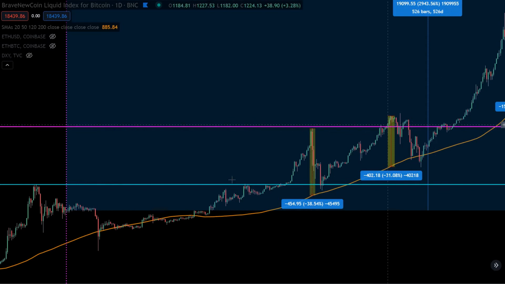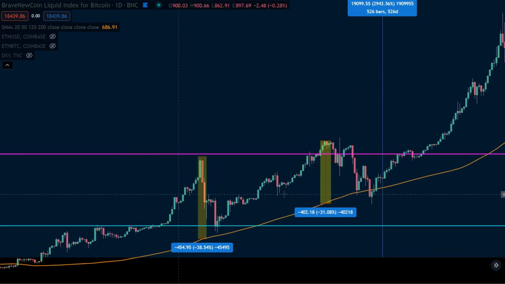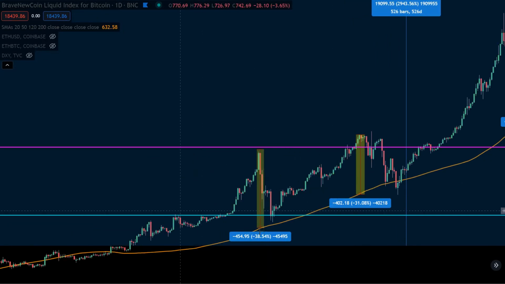Now, of course, we could this cycle skip this phase here and go ahead and break through here, but we're likely still facing a rejection with as big of a move as we'd have had.